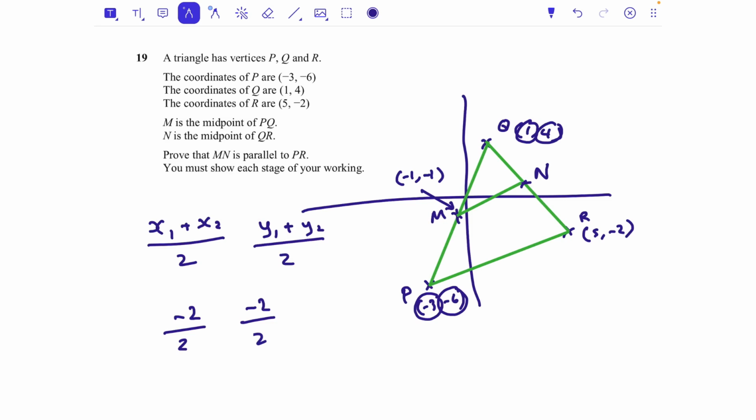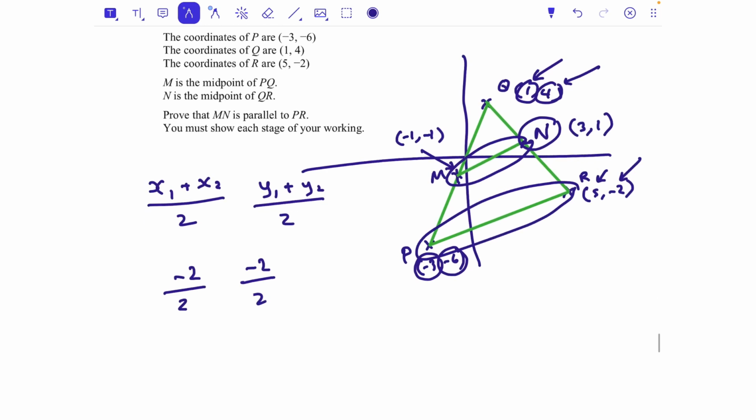For N, we're going to do exactly the same thing on this side. I'm going to do this x, add this x, divided by 2. So 1 add 5 is 6, divided by 2 is 3. And then 4 add minus 2 is 2, divided by 2 is 1. So 3, 1. Okay, so now what we're going to do is get the gradient of this line and get the gradient of this line.